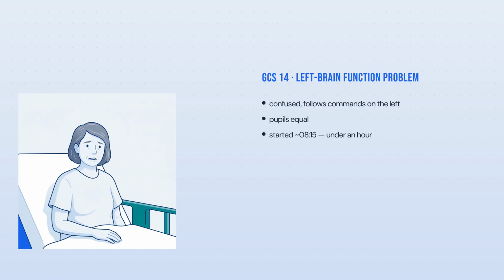Eleanor scores a GCS of 14. Eyes open, she is confused. She follows commands with her left side but not her right. Her pupils are equal. So this is not primarily a pressure problem. It is a function problem on the left side of her brain, and it started somewhere around 8:15 this morning, which means the clock has been running for less than an hour. And in the next chapter, that clock is everything.